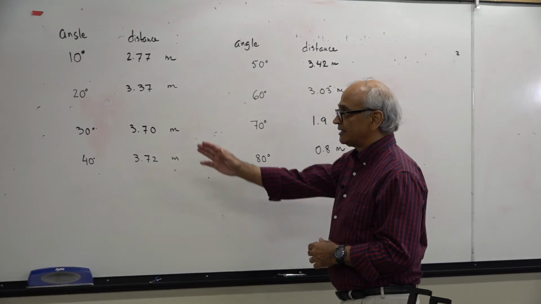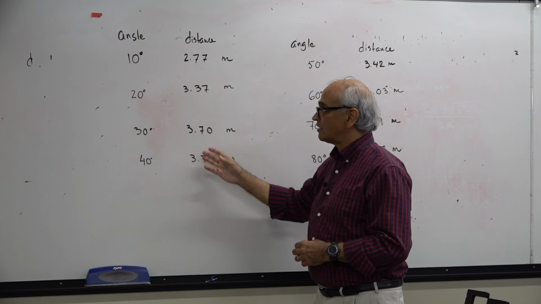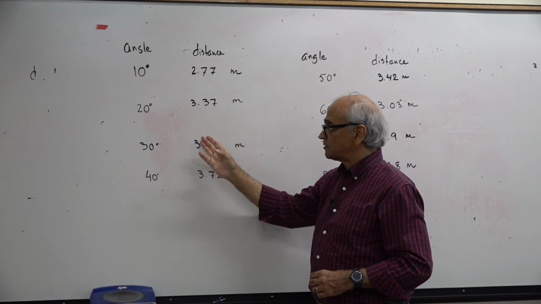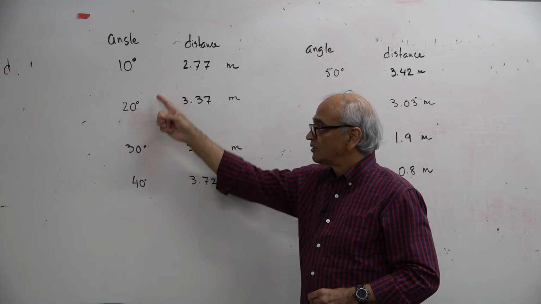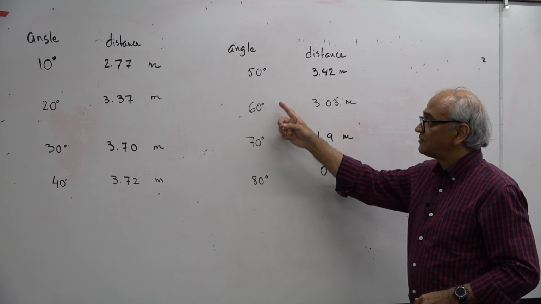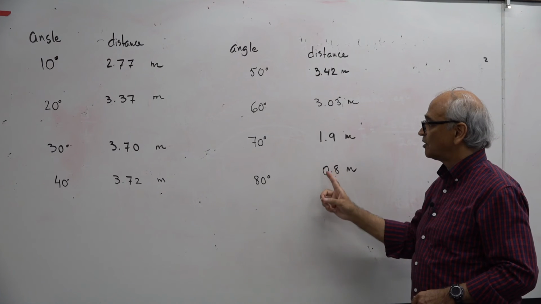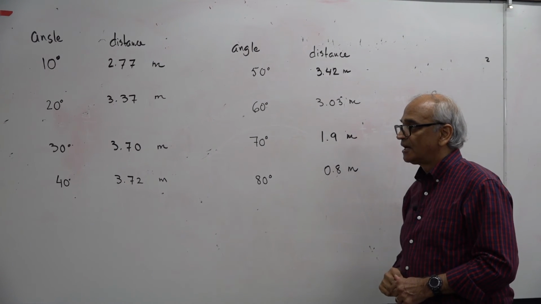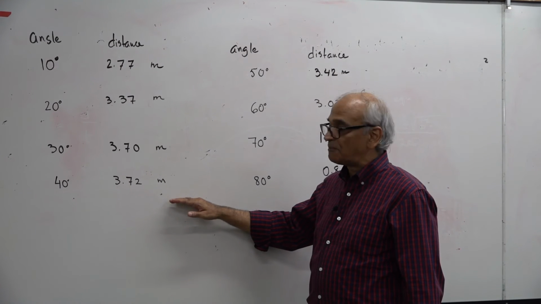I have the angle on the left column and the distance on the right column. You get 2.77, 3.37, 3.70, 3.72 for 10 to 40 degrees. And then I have 50, 60, 70, 80: 3.42, 3.03, 1.9, 0.8. You can see that it's somewhere here, it's starting to peak.